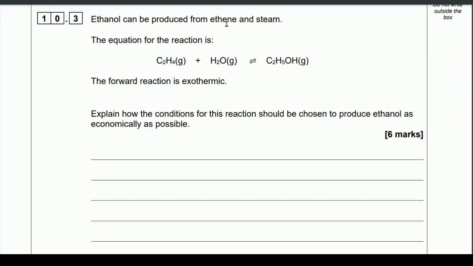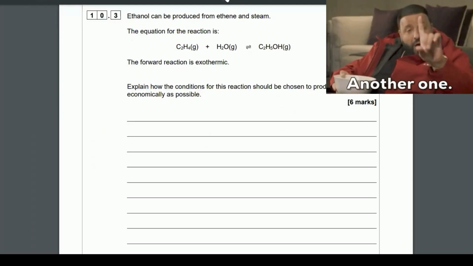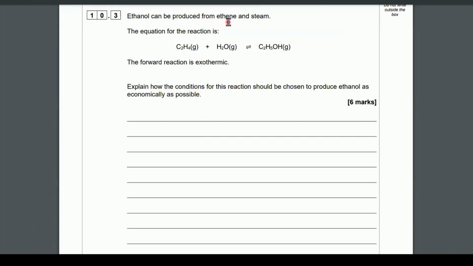Oh my good gosh! Another 6 marker and another one. 10.3, ethanol can be produced from ethene and steam. The equation for the reaction is ethene plus water goes in a reversible reaction to C2H5OH. The forward reaction is exothermic. Explain how the conditions for this reaction should be chosen to produce ethanol as economically as possible.